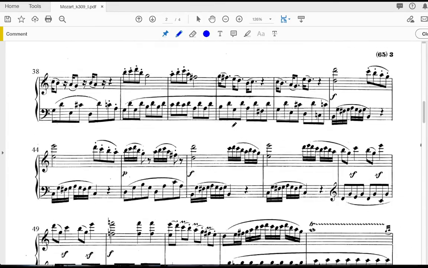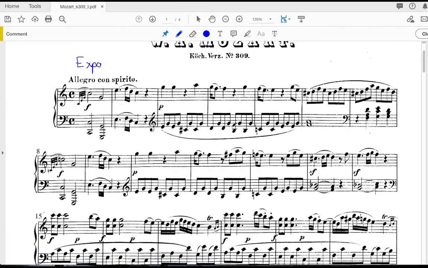All right, so concentrating on the exposition for right now, we'll notice that this piece starts in C major. For a major mode sonata form, we would expect the secondary key to be the dominant key.